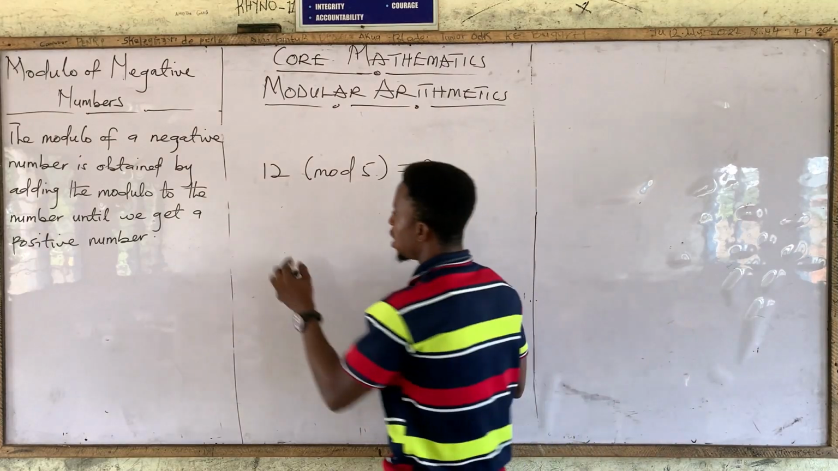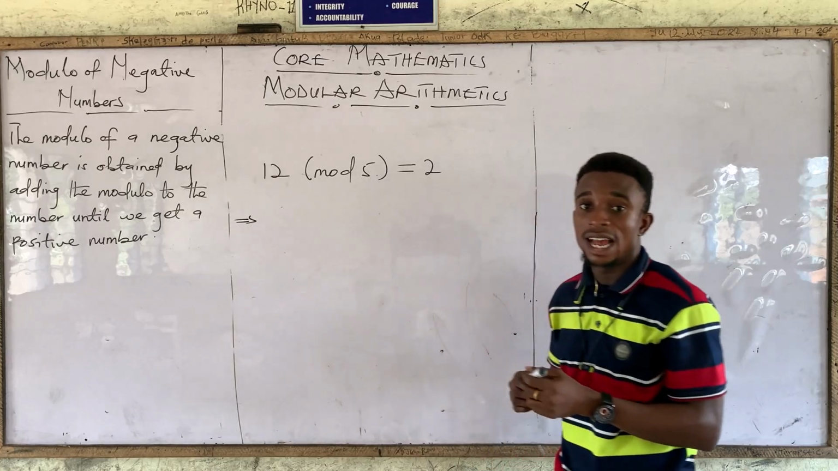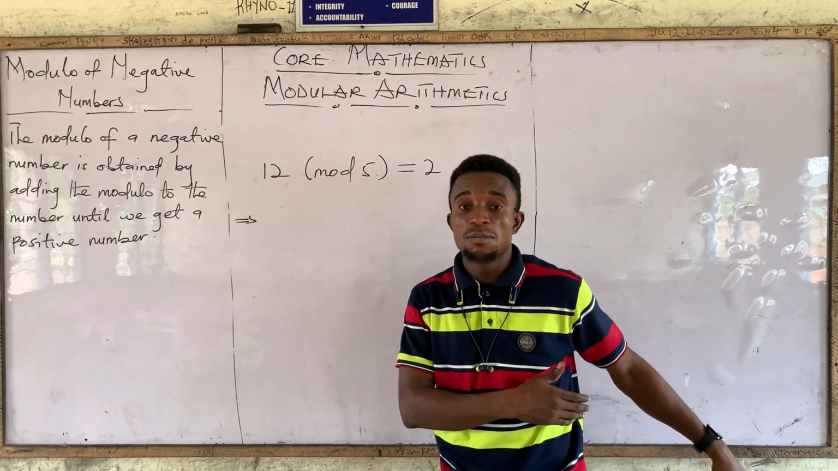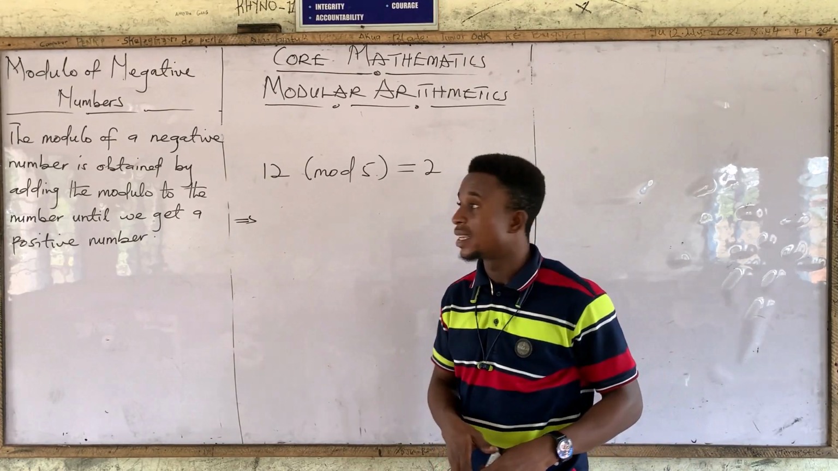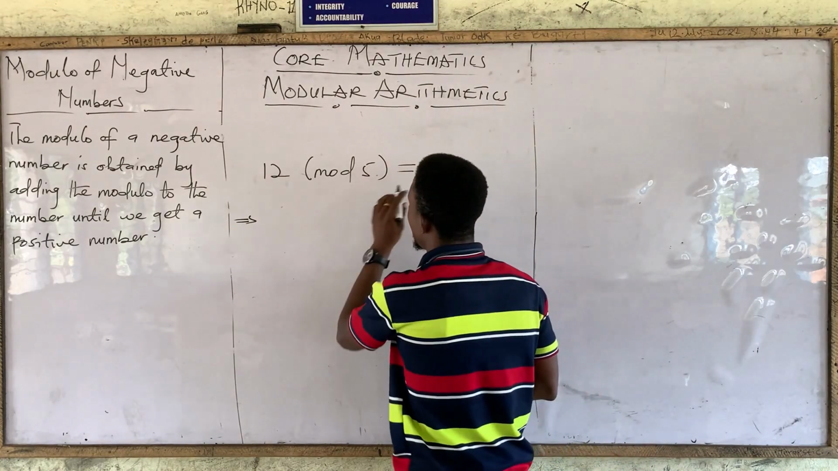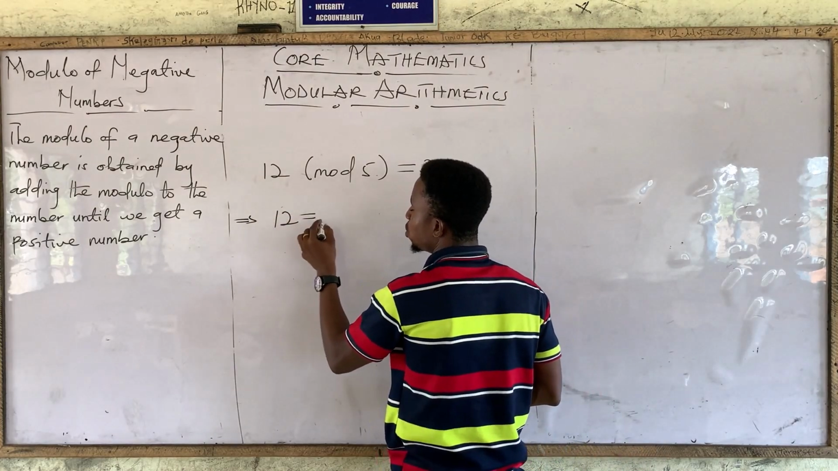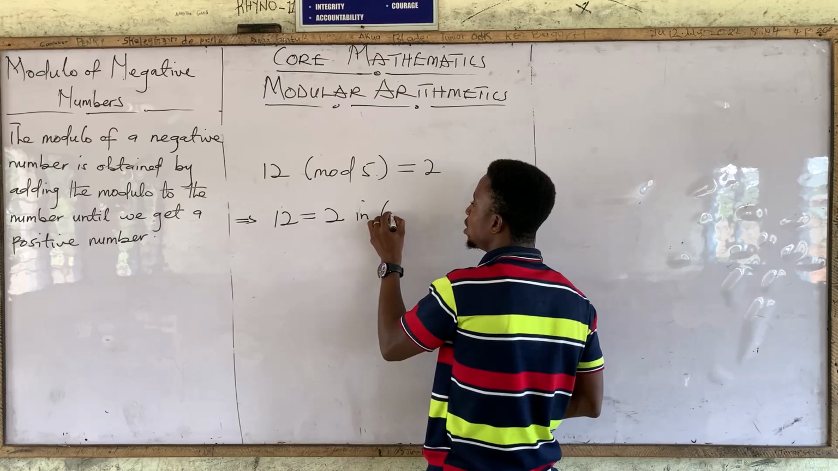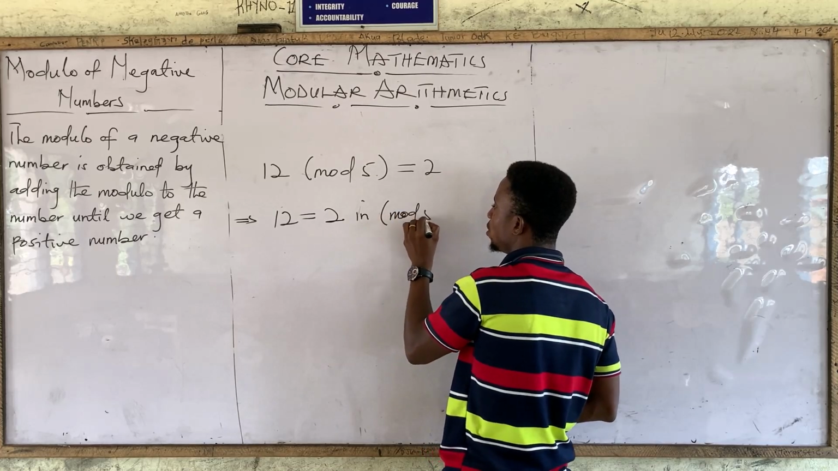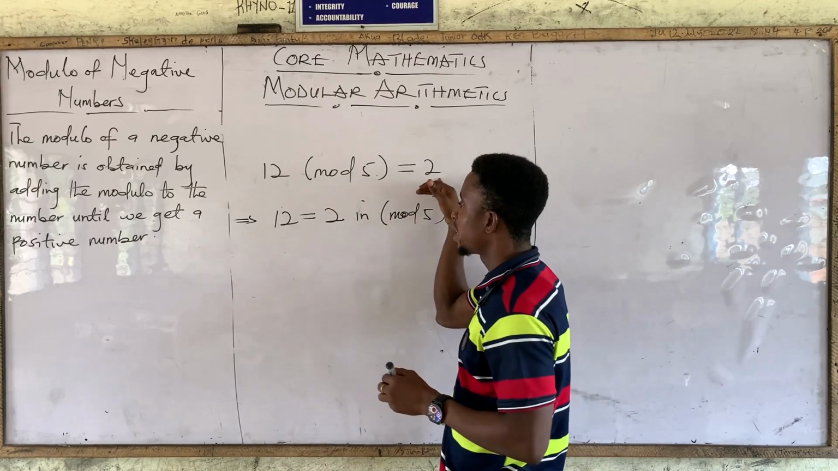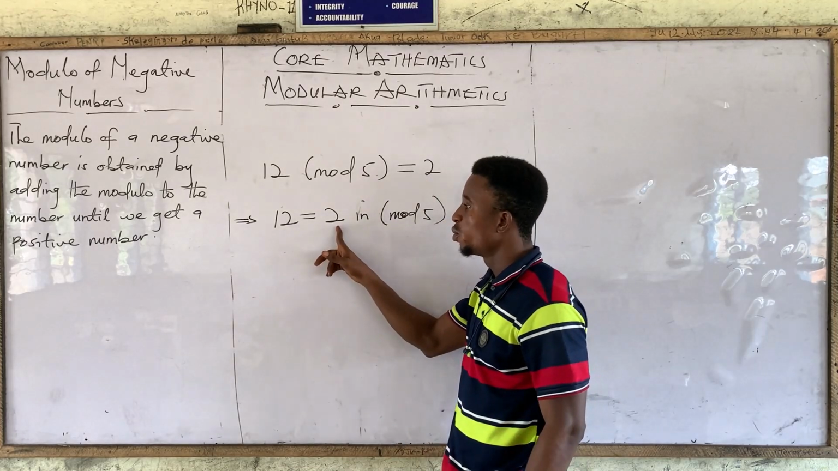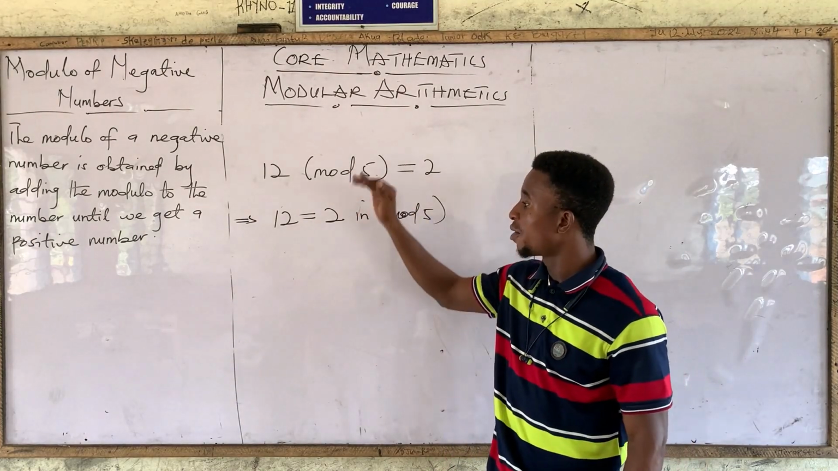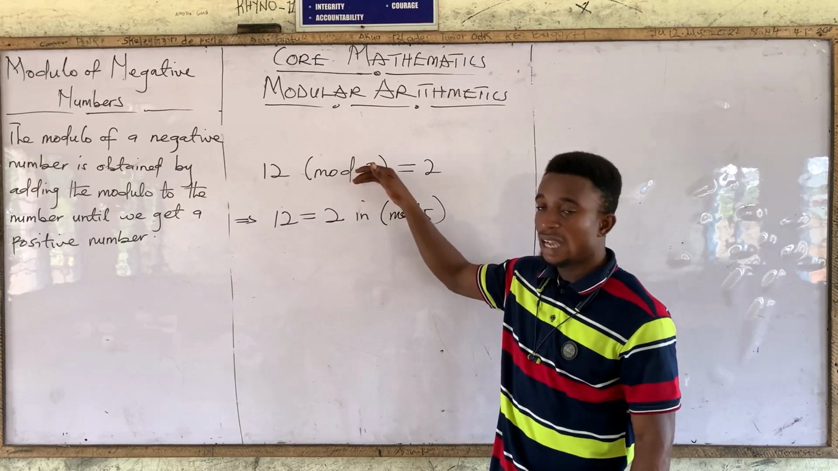Given this, I can write it in another way. From what we did previously, symbols and letters are used to represent certain things. This one can also be written as 12 is equal to 2 in mod 5. So 12 gives 2 in mod 5. I think you are familiar with this. Whenever we write this, you can represent it this way, or whenever you are given this, you can write it this way.